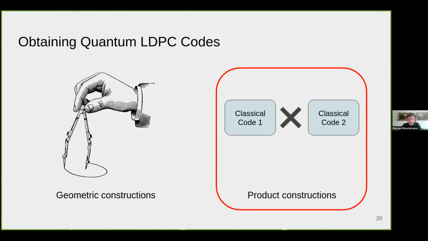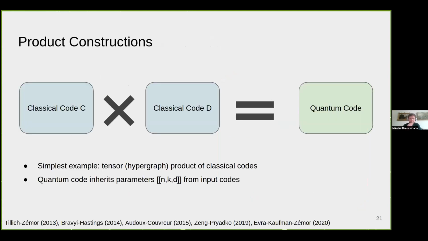Okay, yeah, then let me introduce product constructions. The idea is quite nice. So let's say we take two classical codes, and I'm going to turn them into a quantum code. I've already introduced CSS codes, and this was essentially the same thing, right?